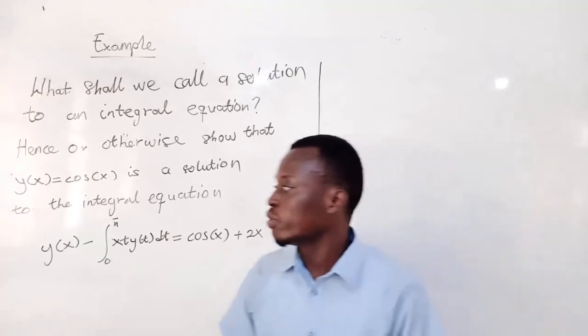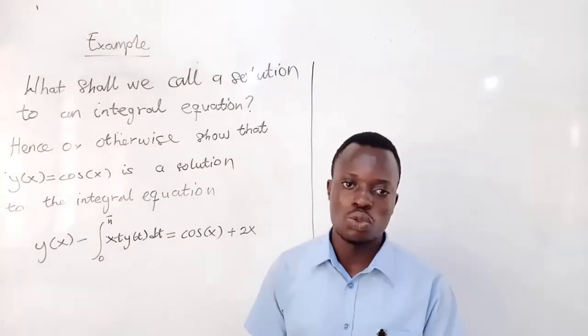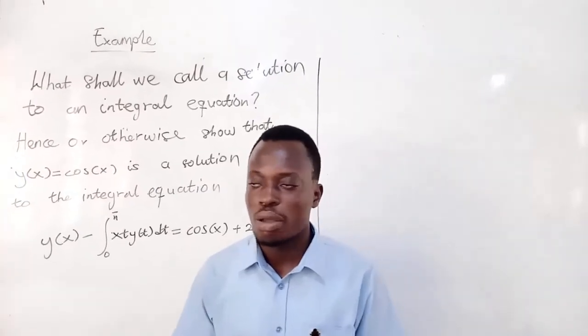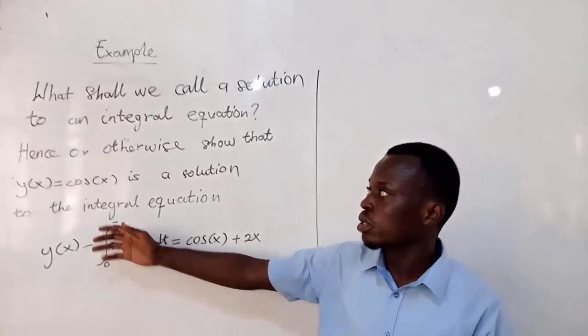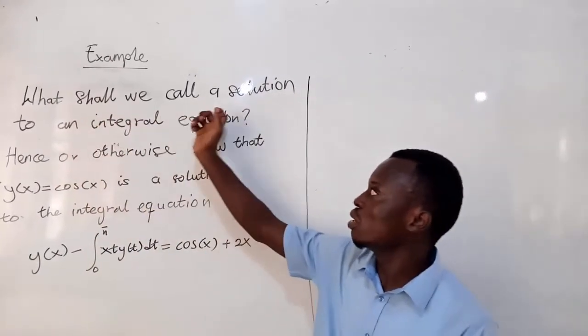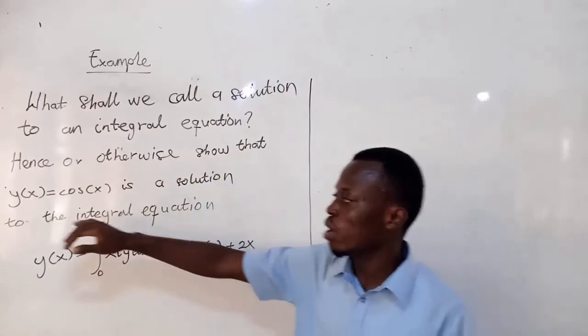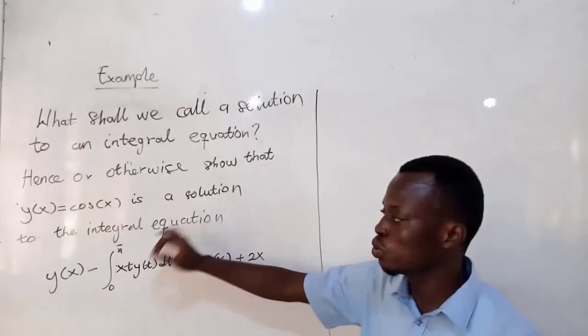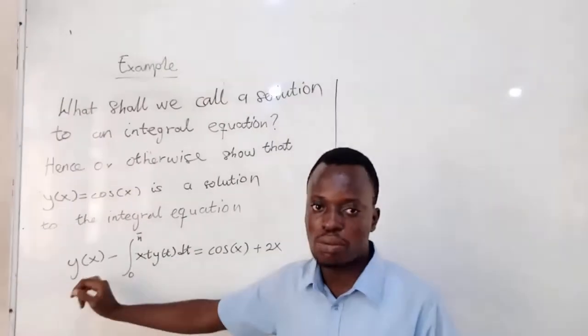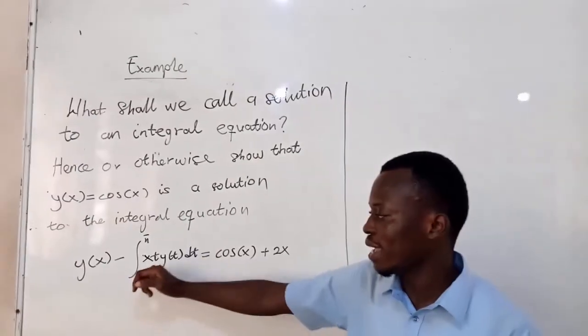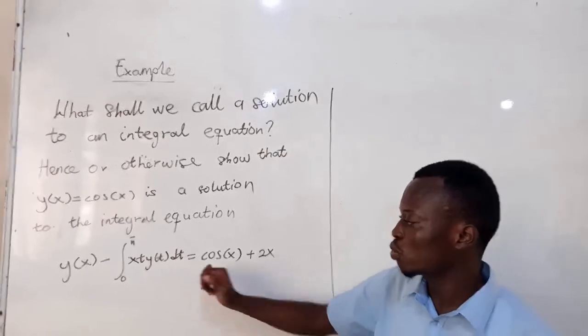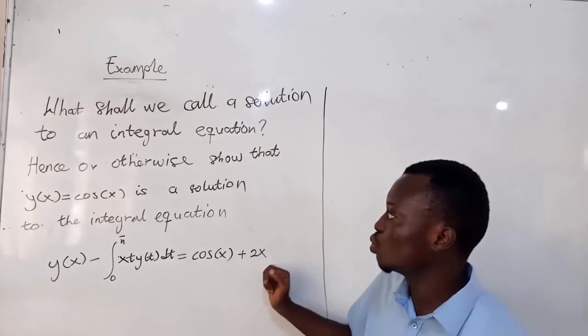In this session, we are going to investigate whether a function is a solution to an integral equation. By considering this example, what shall we call a solution to an integral equation? Hence or otherwise, show that y of s equal to cos s is a solution to the integral equation y of s minus integral from 0 to pi st y of t dt equal to cos s plus 2s.